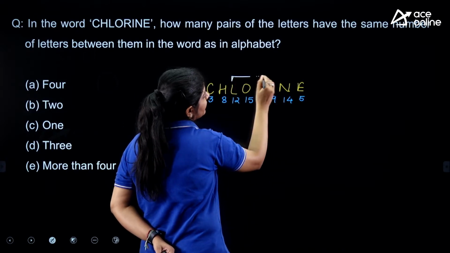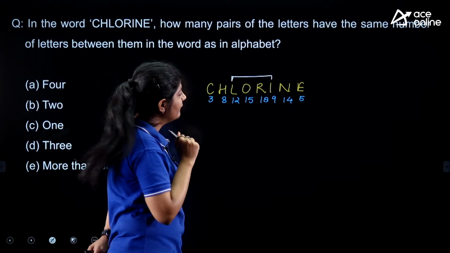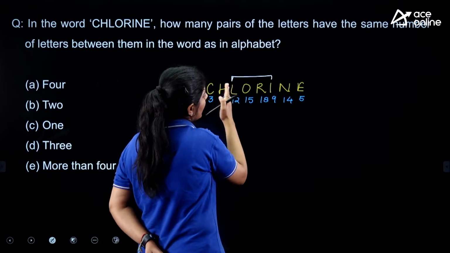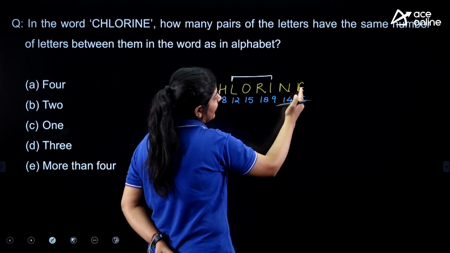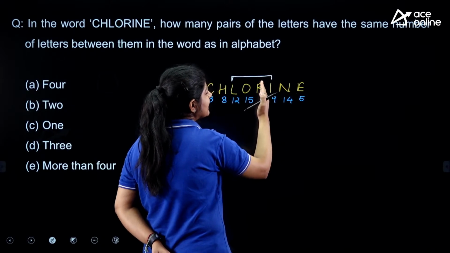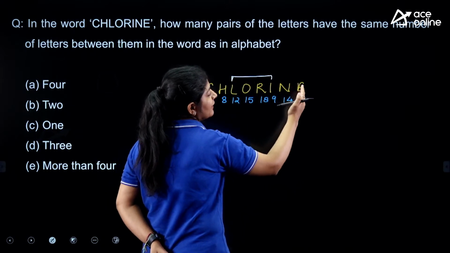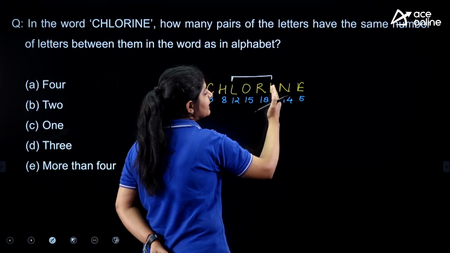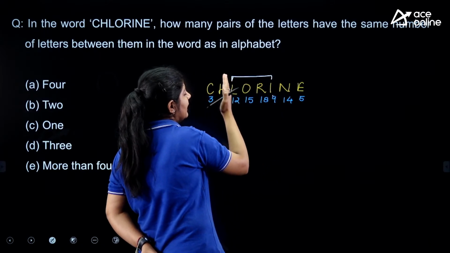We got our first pair, right? Next, 13, 14, no, 10, 11, 14, 15, 16, 17, 18. Next, 5, 6, 7, 8, 9, 10, 11, 12.